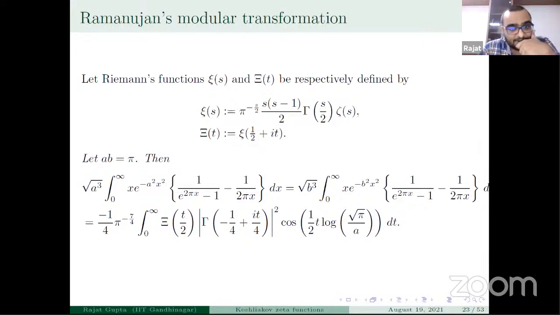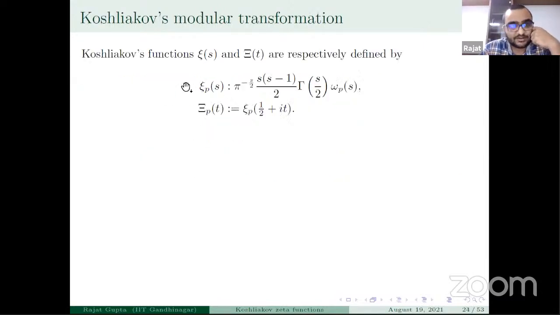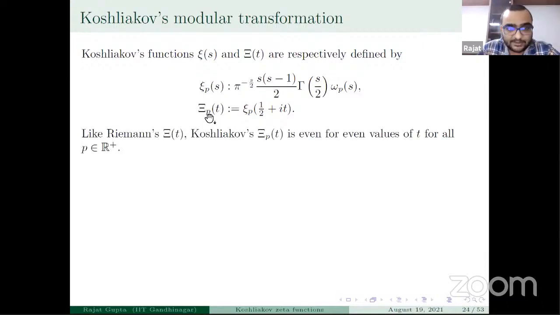In the 9th chapter, he defined two functions analogous to Riemann's functions. The Koshliakov function psi_p(s) is defined by pi^(-s/2) times s(s minus 1)/2, gamma(s/2), and omega_p(s). Similarly, the left-hand side of the functional equation satisfied by omega_p(s), multiplied with this, and analogously the Riemann xi function gives the Koshliakov xi function at base p.